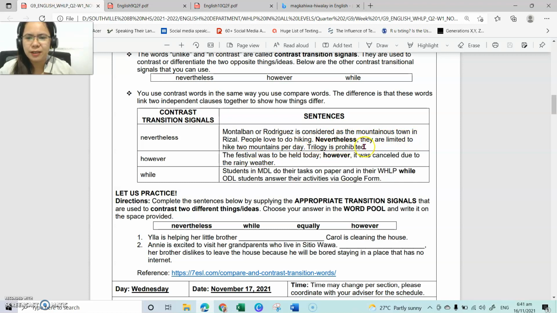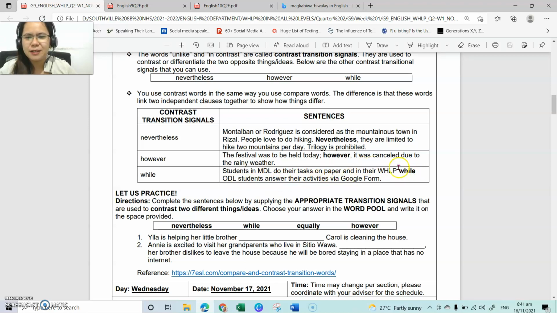Next, however, the festival was to be held today. However, it was cancelled due to the rainy weather. Next, using while in the sentence. Students in MDL do their tasks on paper and in their WHLP, while ODL students answer their activities via Google Form.